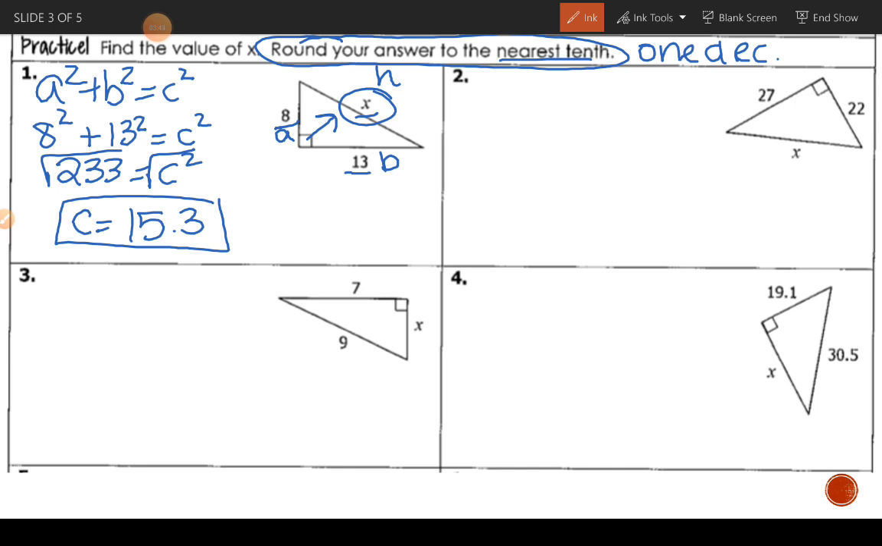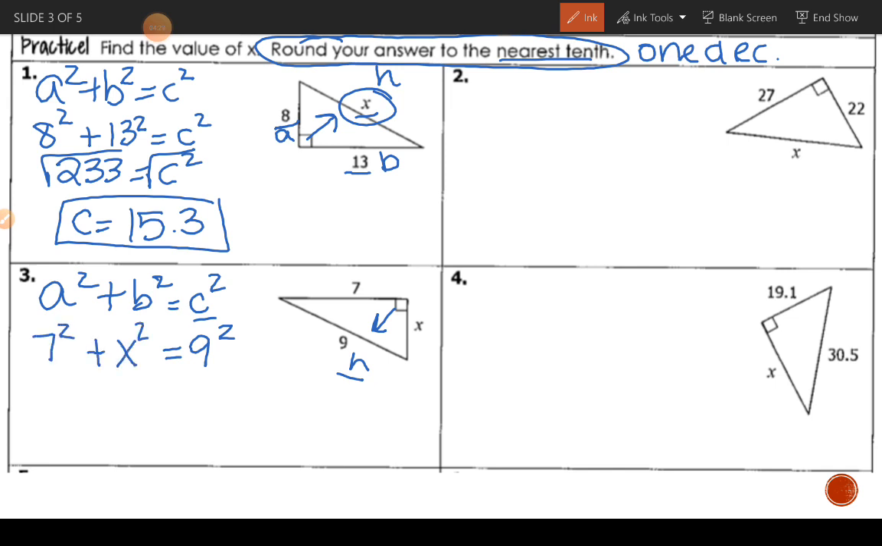So let's look at number 3. Number 3, 9 now is my hypotenuse, and 7 and x are going to be my A and my B. Again, it doesn't matter which one is which. So we have a squared plus b squared is equal to c squared. The important thing to remember is to put the hypotenuse into the c. So this is going to be equal to 9 squared, and then 7 squared plus x squared.